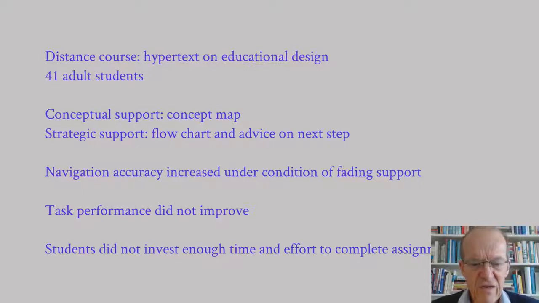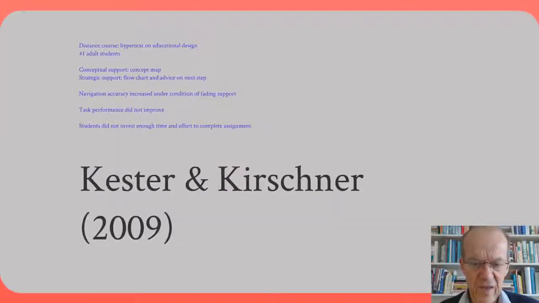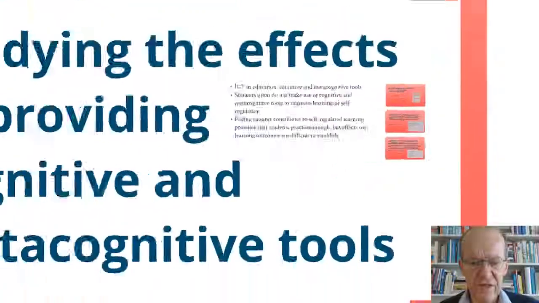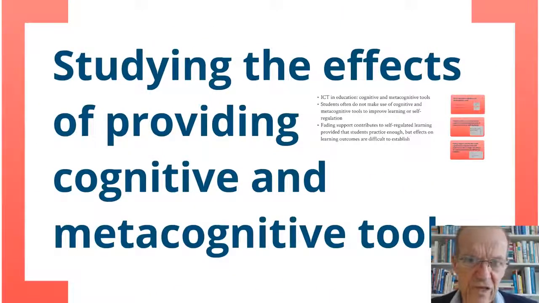Okay, so these were the conclusions of the study by Lisbeth Kester and Paul Kirschner. And again, an example of providing support, cognitive support and strategic support, in a learning environment in which students have to find their way. So I think now we have discussed a couple of examples which give you an idea of the kind of research which is being done in this area, the domain of metacognition and self-regulation. And this ends the third unit.